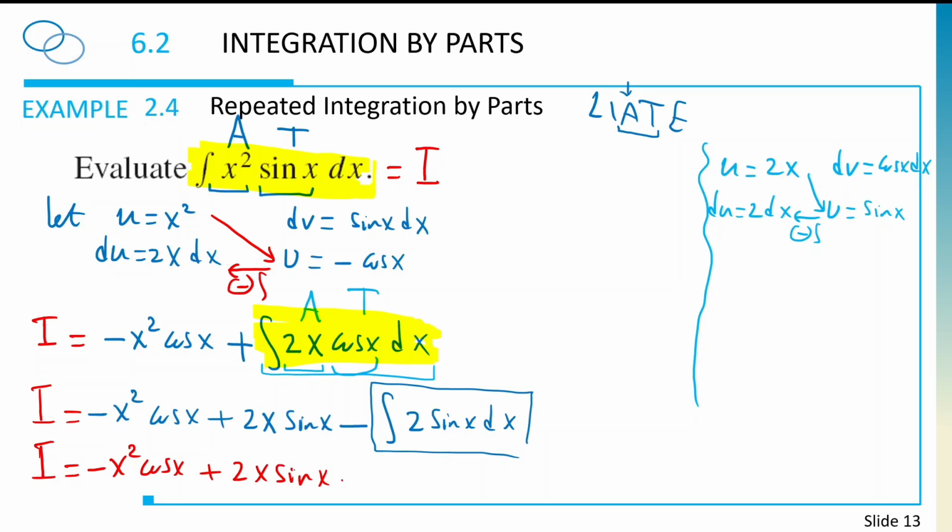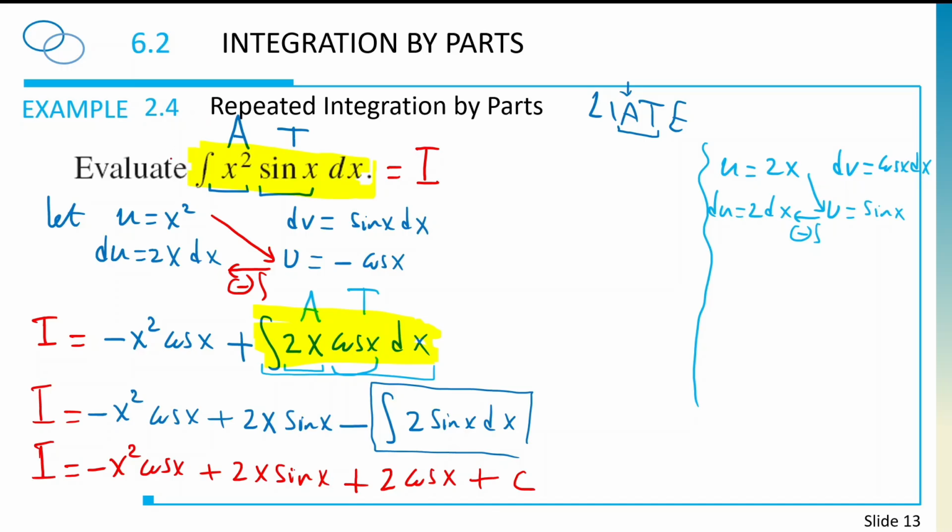sine of x minus, now we stop here. What's the integration of sine of x? We know the integration is equal to negative cosine, okay? Negative cosine. And there's negative outside, so now this is positive, okay? 2 cosine x, and don't forget the constant term plus c. So this is the final result. It's equals negative x squared cosine of x plus 2x sine of x plus 2 cosine x plus c.